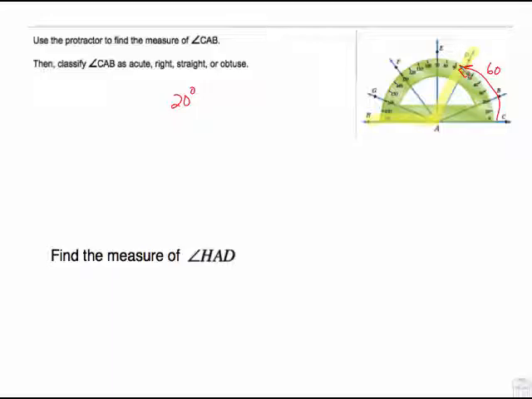Do you know how to figure out what this is? Remember, this makes a straight line. The straight line is 180 degrees. This portion over here is 60. So all we have to do is 180 minus 60, which gives us 120 degrees.